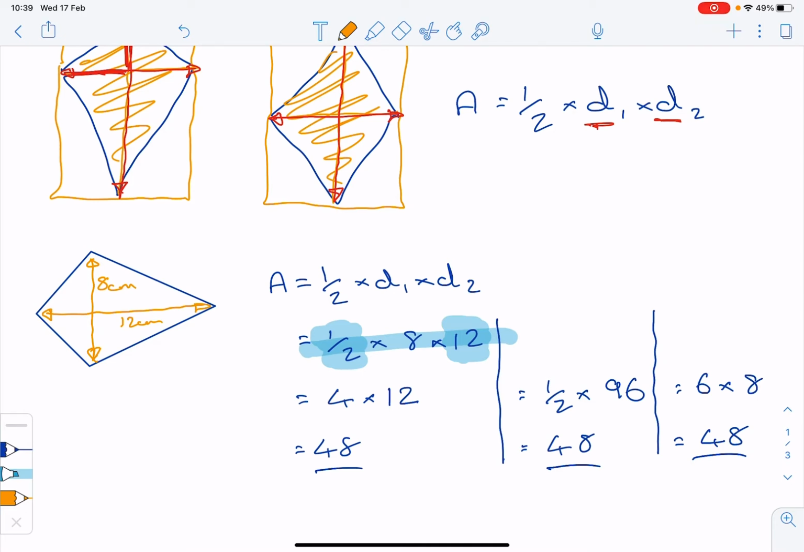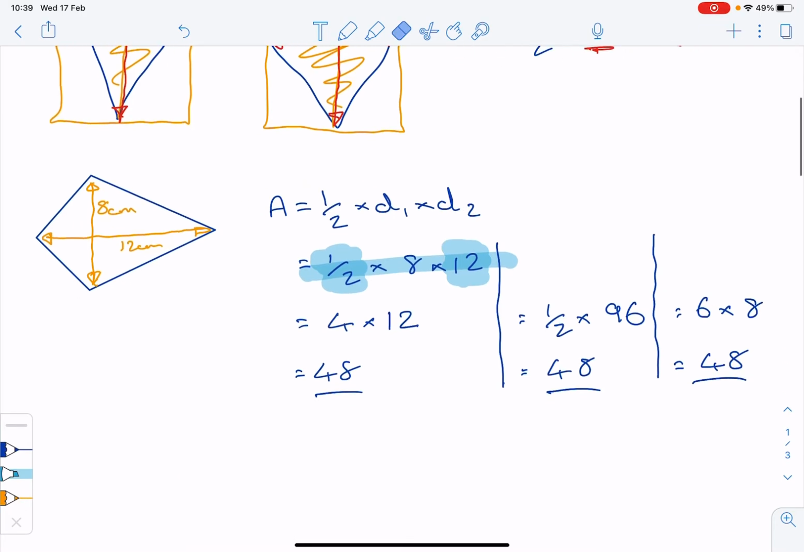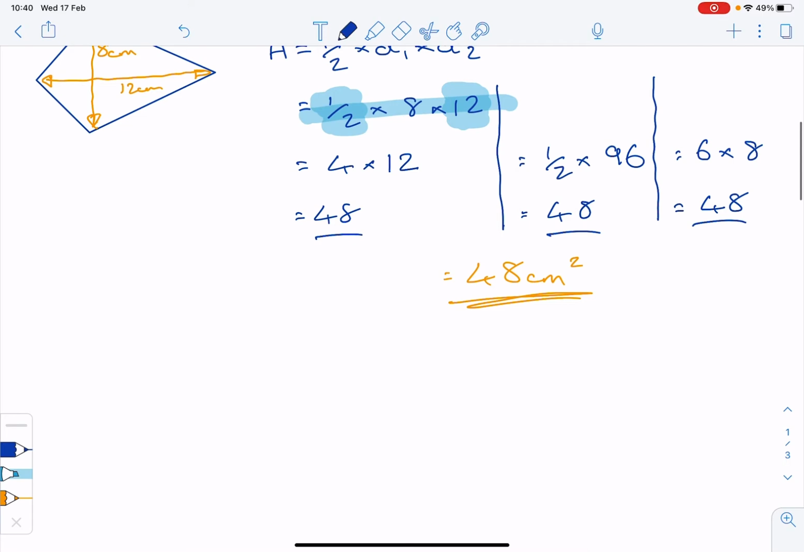Whichever way you choose to do it, you should still get the same answer, and therein lies a way that you can check that you've got the right answer. But either way, the answer at the end of all this is to do with units. It's not just 48. Because the units in the start of the question were centimeters, then our area will be centimeters squared.